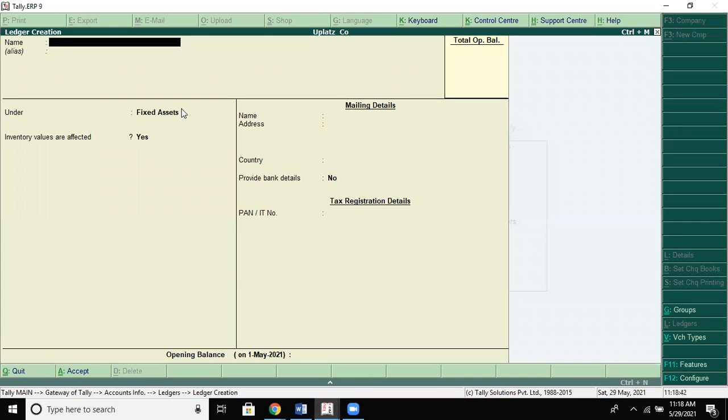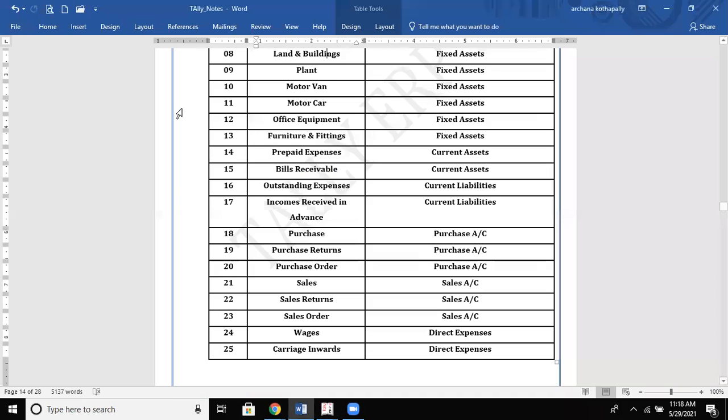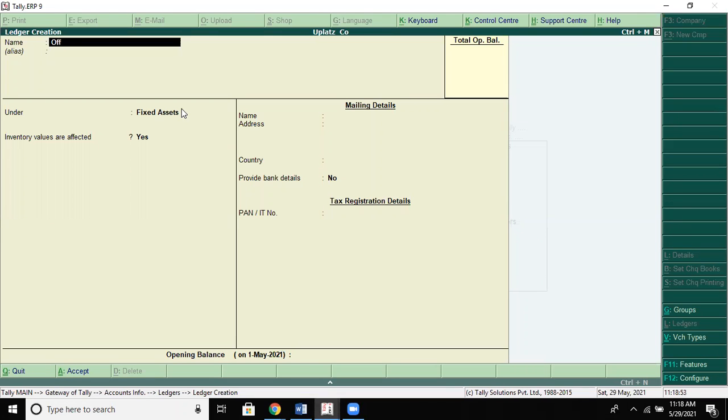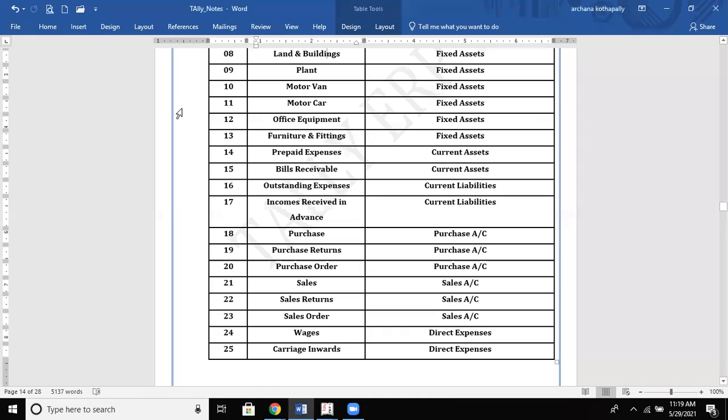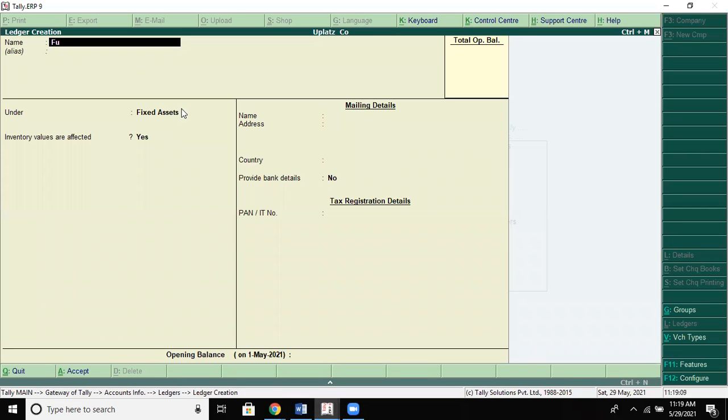Next, motor van, fixed assets. Office equipment. This is also your fixed asset. Furniture and fittings. This is also your fixed asset. Pin code.